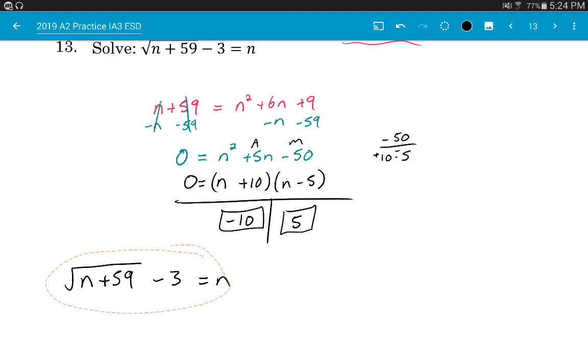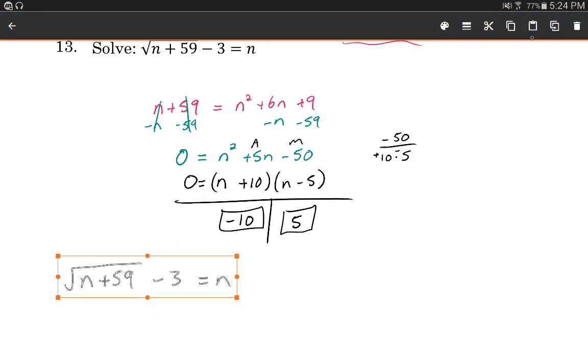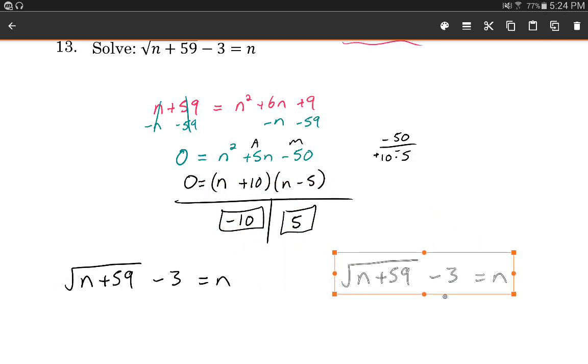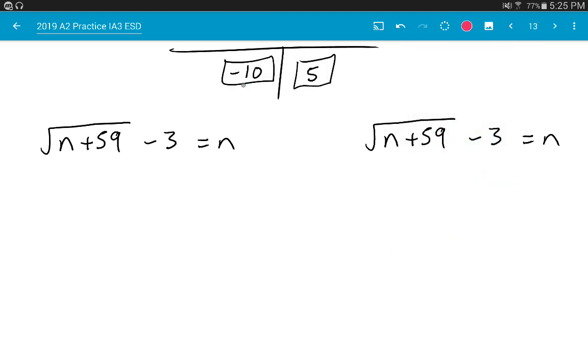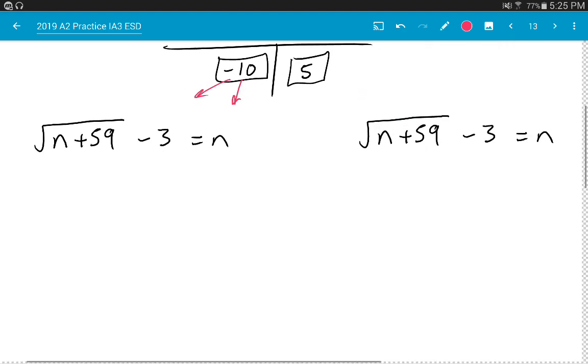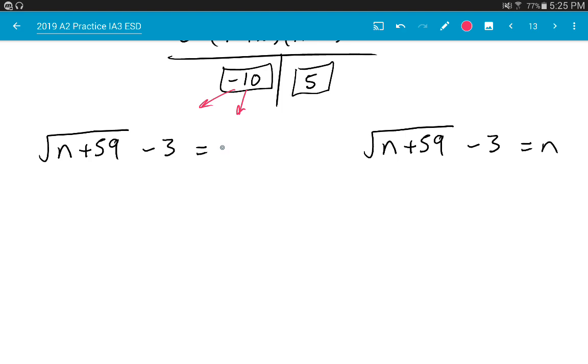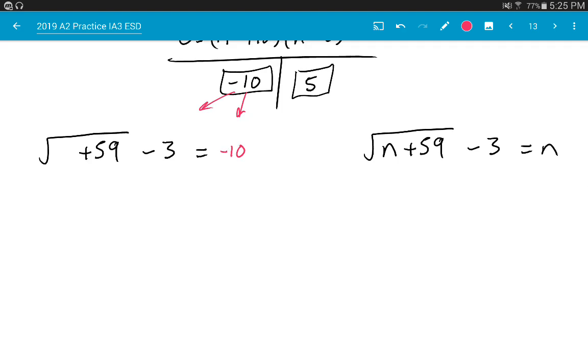Now I'm going to check this for each solution. So let me copy this out. Let's check. If I make negative 10 into my n's on the left, here's what I get. On the right, I'm going to make my n's into 5. And let's check to see if these are true.